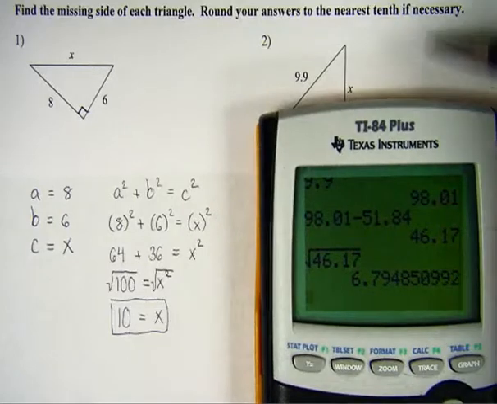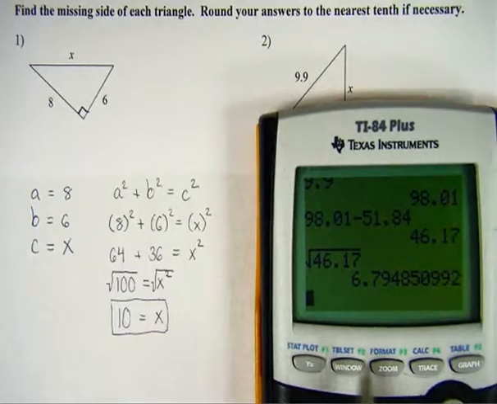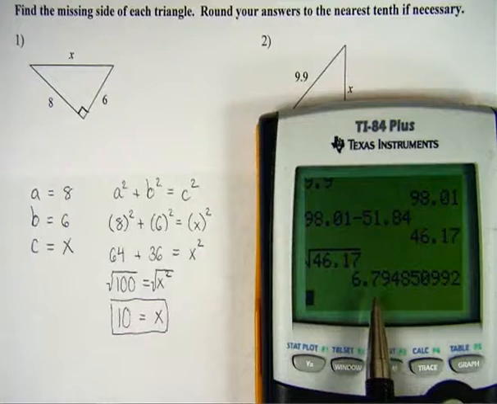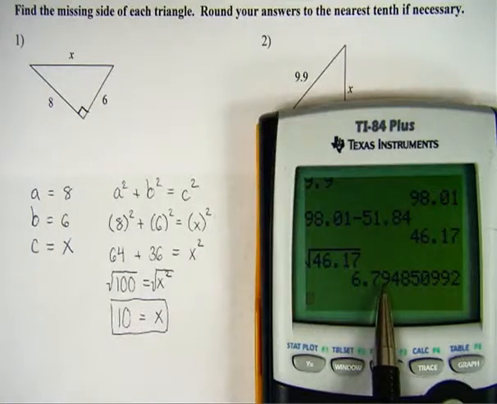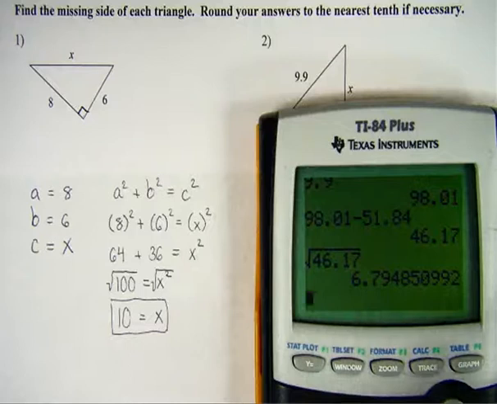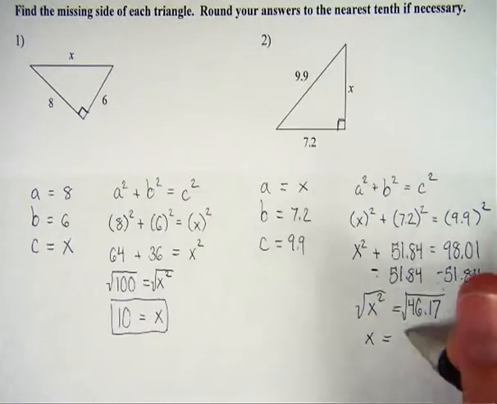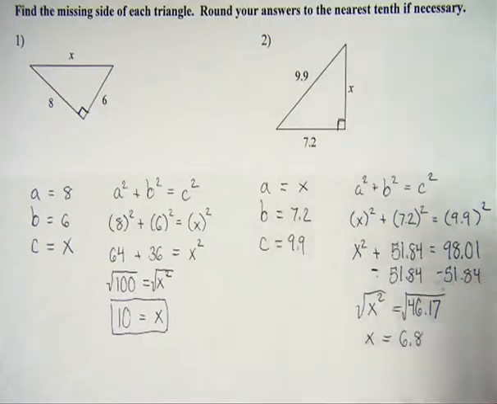But remember, I was supposed to round to the nearest tenth if necessary. Tenth is one place past the decimal point. So I'm going to round off here, and I see that the number next to it is larger than 5, so this is going to round up to be 6.8.